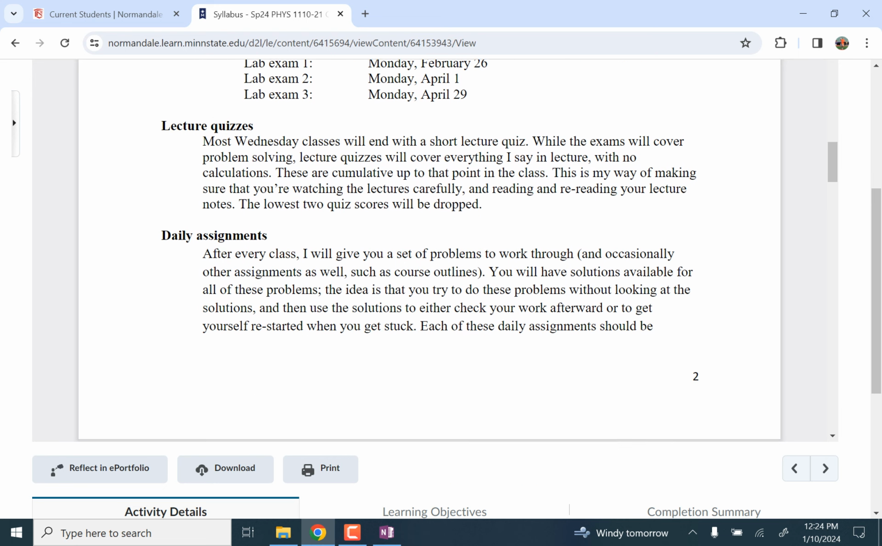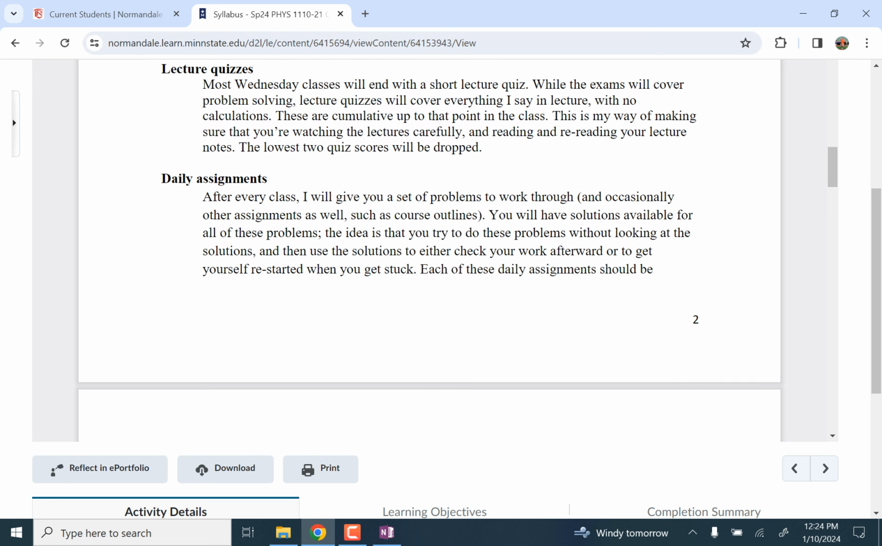Okay, the third thing that's worth 10% of your grade are daily assignments. So after every class, I'm going to assign some number of problems from the problems that are posted. And you're going to do them and either take a picture or scan it and submit the files from that picture or scan.